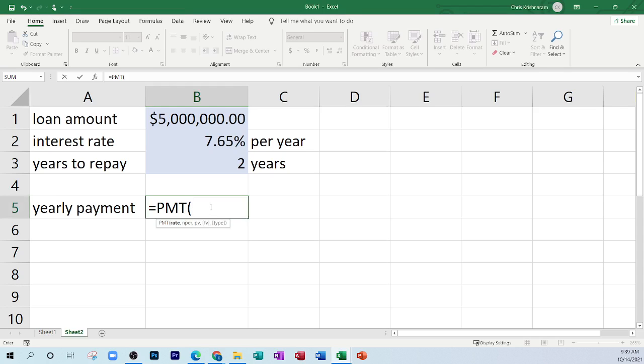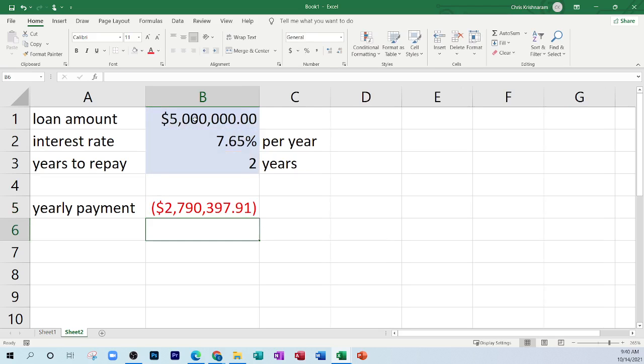So our rate is going to be cell B2, that is 7.62%. Rate is interest rate, and the next part is the amount of years that we have, the number of payments. So we have 2 years, so that's going to be cell B3, and then the loan amount, so that's going to be B1. So we complete that. So every year we have to pay 2.79 million.